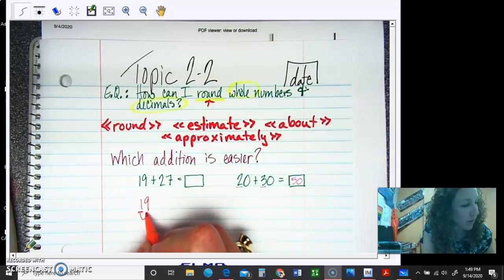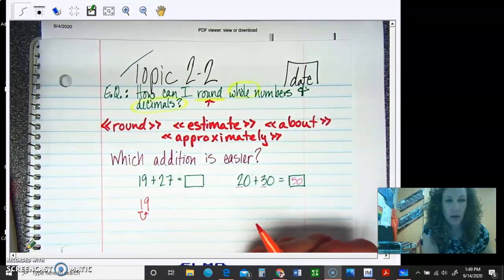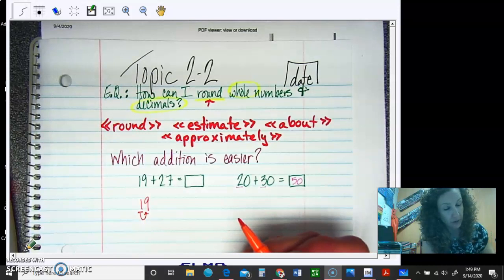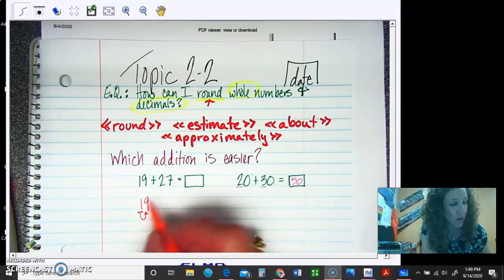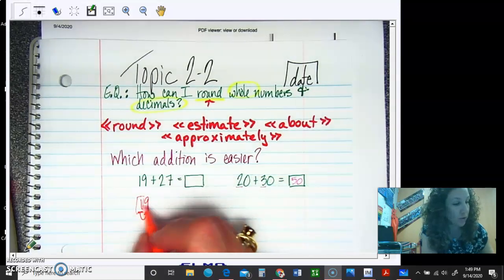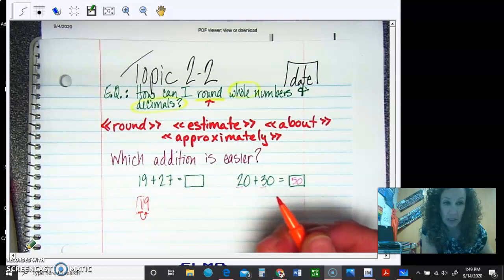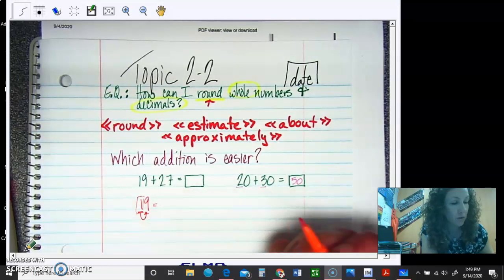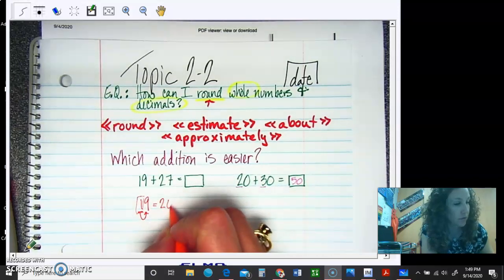So we look to the right, and there's your 4th grade little poem saying thing, 5 or more, let it soar. So you're going to add 1 more to this one right here. So it becomes a 2, and the 9 needs a placeholder still, which is a 0. So 19 rounds to 20.